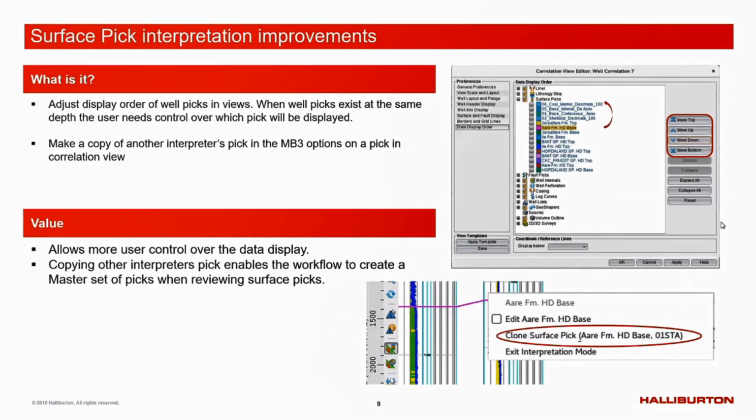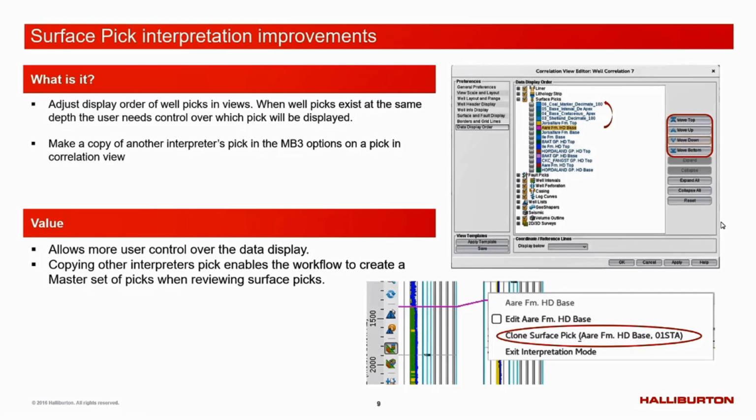The surface pick interpretation improvements include being able to adjust the display order of well picks in views. So this is most important for when you have more than one pick at the same depth and you want to choose which pick name to be displayed at the top. This situation would happen if you have an unconformity and you want to maybe either show the younger stage or the older stage that's occurring at that depth.